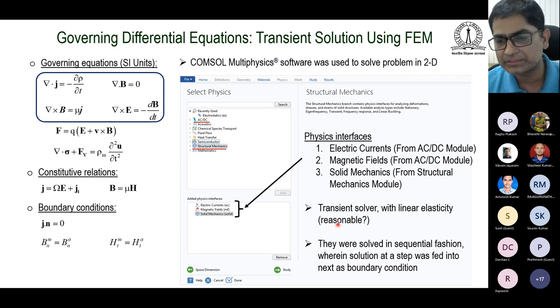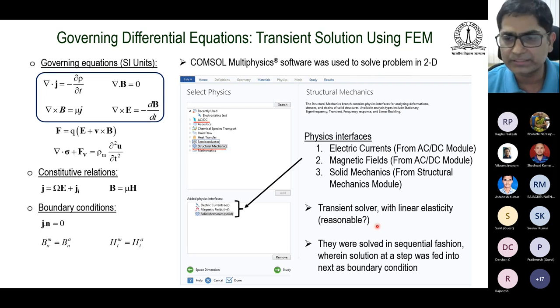And of course, this question always remains: is it reasonable? Can we still use linear elasticity to solve these problems? We will see there are some suggestions based on our results. It looks like the time is so short in all of these things that perhaps there's not much plasticity going on in the material.